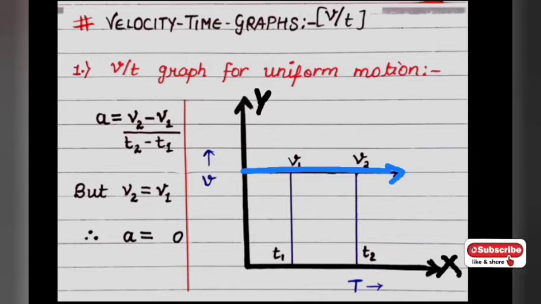Now coming to the second category of graphs, that is the velocity-time graphs. For velocity-time graphs, V denotes the velocity and T is the symbol for time.